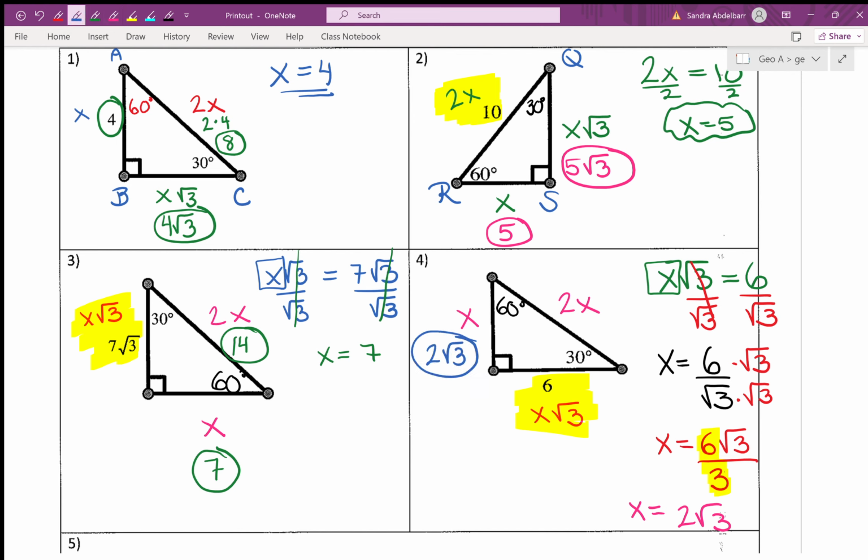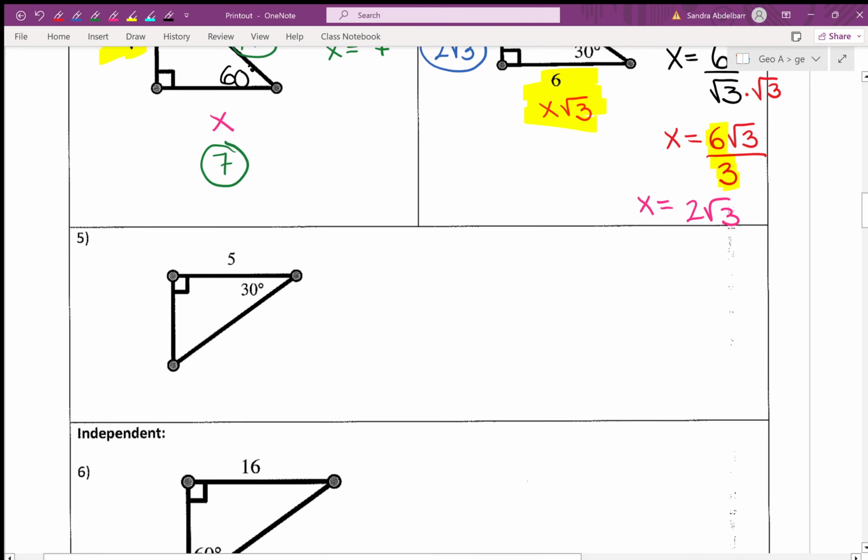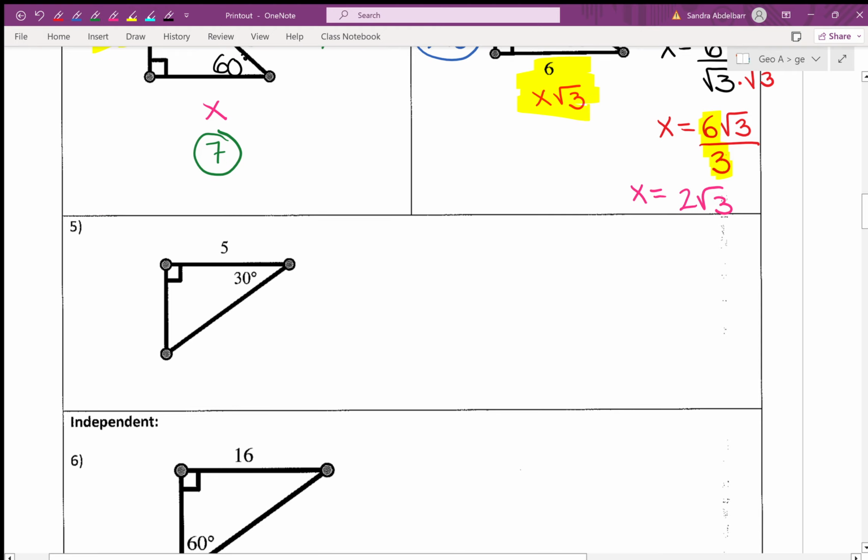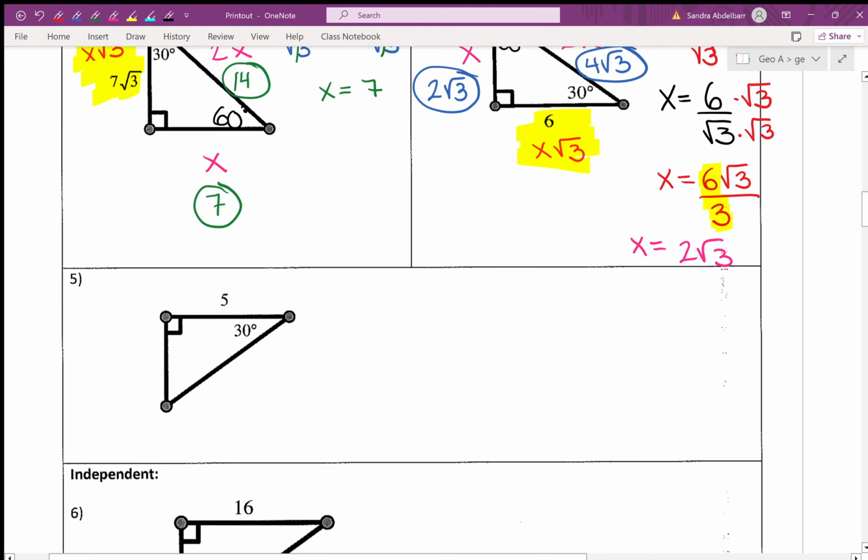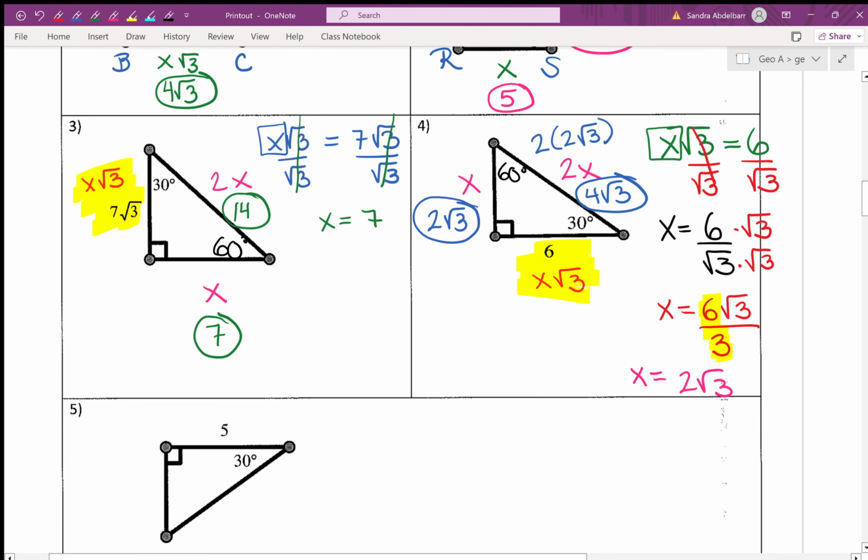What is my hypotenuse going to be? Hypotenuse is going to be 2 times 2 root 3. What's 2 times 2 root 3? 4 root 3. You got it. Do we all see how this works? Great. I'm sorry? Oh, the bottom one, we're not plugging in, right? Because it already has a side length of 6.